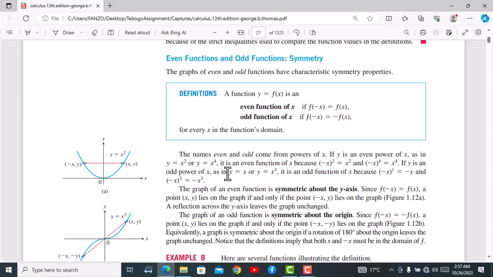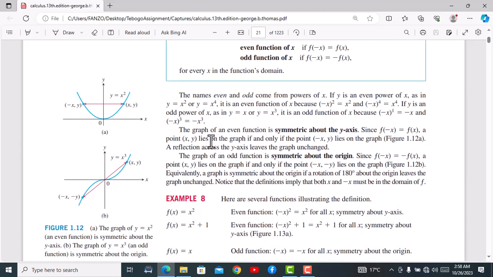If y is an odd power of x, as in y equals x, for example, if I have a table of values and I input the value of x as minus 1 here, I'll get y as minus 1. Because the y value is negative for every negative x value, the function is said to be odd. And we can have that for x exponent 1, 3, 5, 7, and so on. It is an odd function of x because minus x exponent 1 equals that. Okay, that is fine. Let us continue in this.